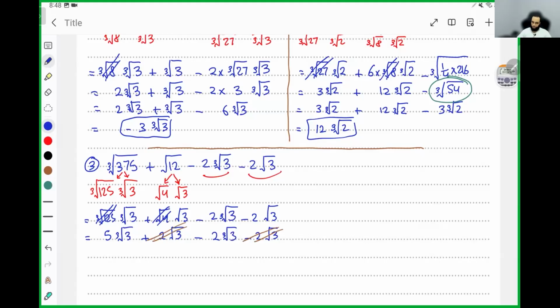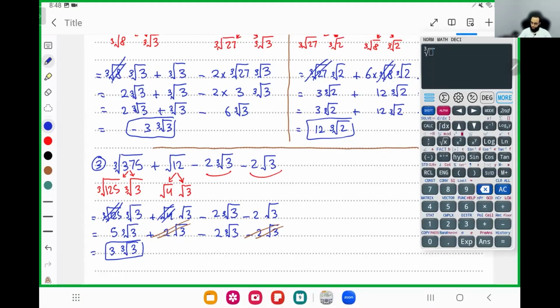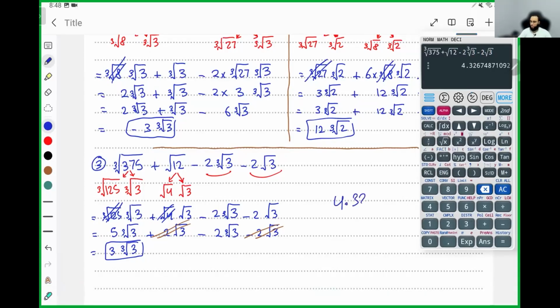Right now it's 5 minus 2, which is 3. Equal cubic root. Let's check the calculator. Shift square root 375 plus square root 12 minus 2 shift square root 3 minus 2 root 3. On the calculator, it's 4.326.